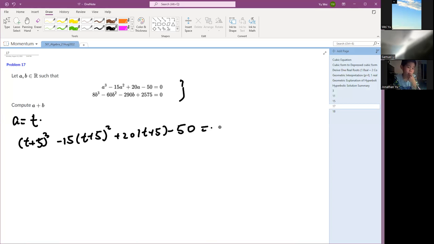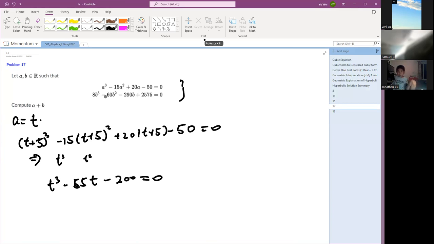Next one's ugly. Okay, so let me give you the results. I'm going to list it with t cubed, t squared. And then the answer will be t cubed minus 55t, then minus 200 equals 0. This is the first.